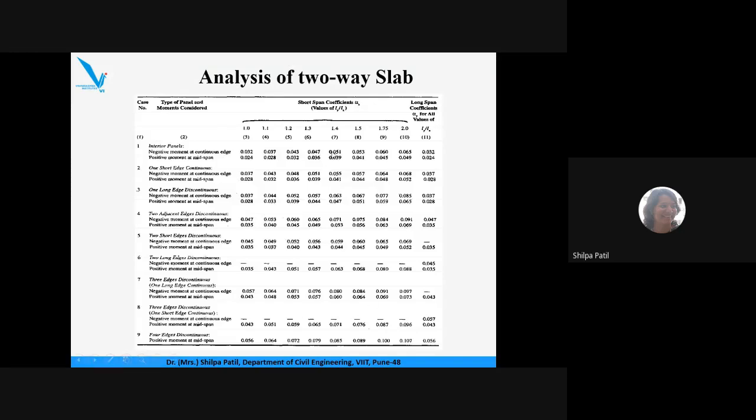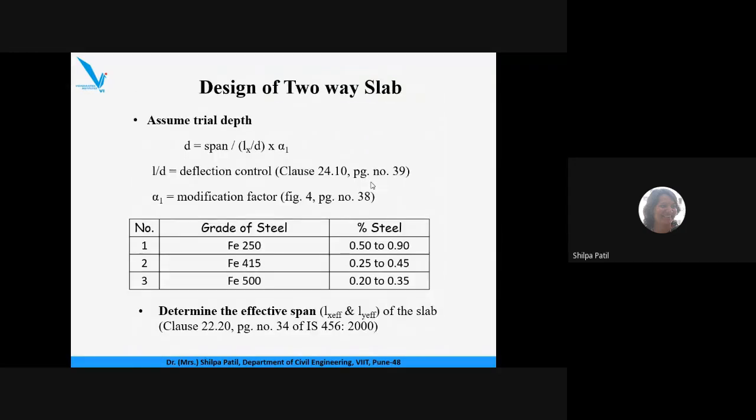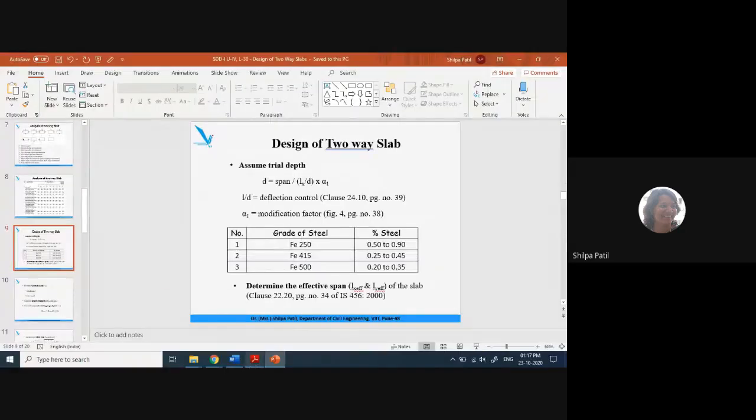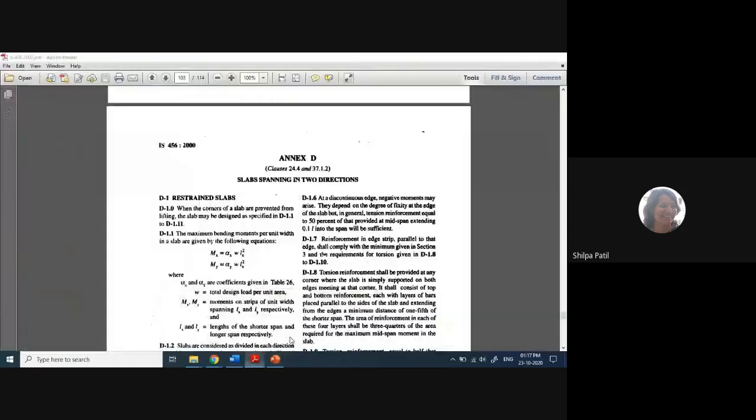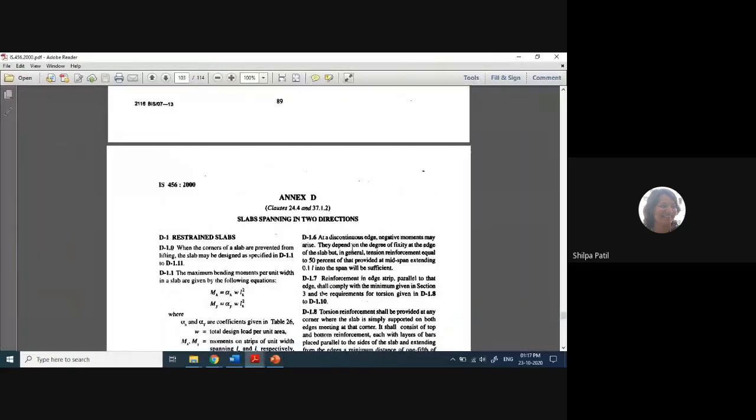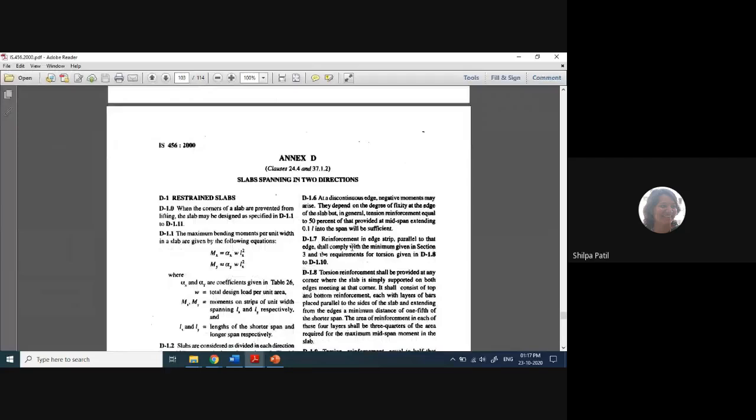So all these are the coefficients which are used for different cases of the slab. Okay, and all these 9 cases we have just now discussed with you all. So before going to the design steps of two-way slab, I just wanted to show you all these clauses in IS code, IS 456. So I request everybody to open IS 456, page number 90, which is referred as Annex D.